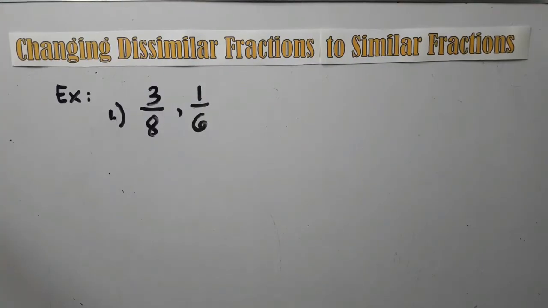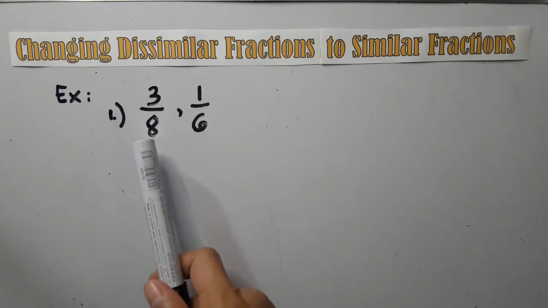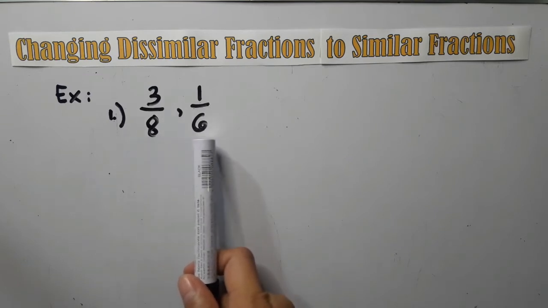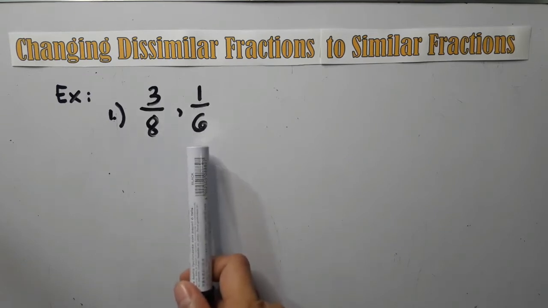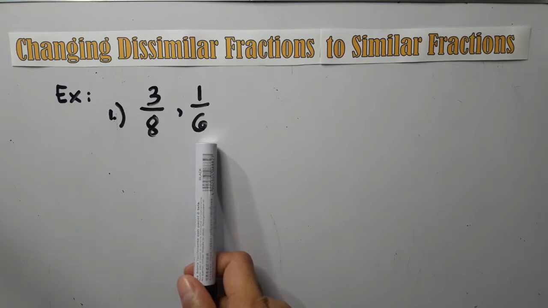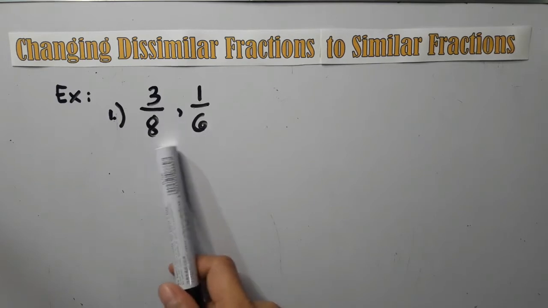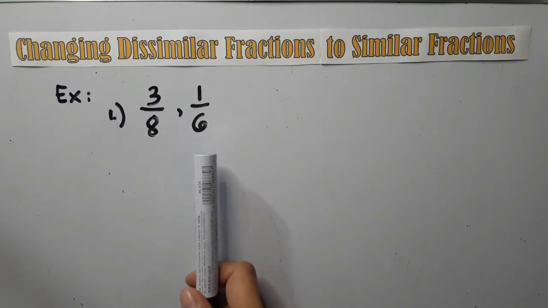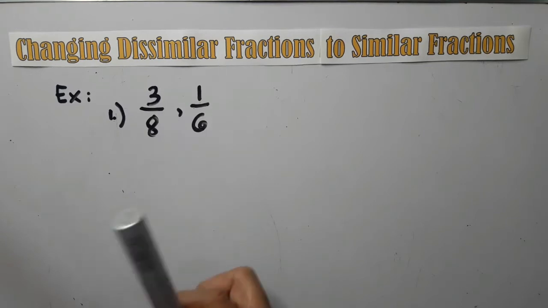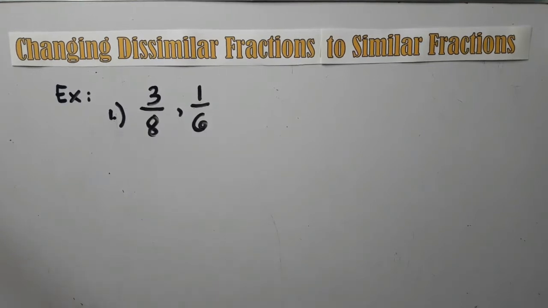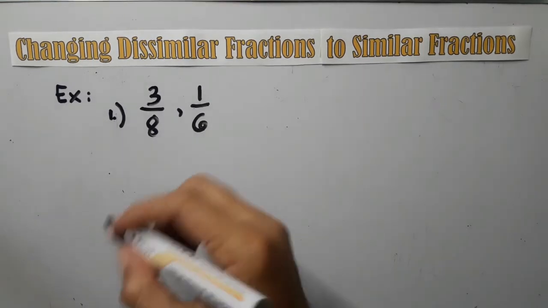Our first example, we have 3/8 and 1/6. So you notice their denominators are not the same. So they are dissimilar fractions. Now we are going to change this into similar fractions. So we're going to find the LCD. We're going to use the continuous division method.